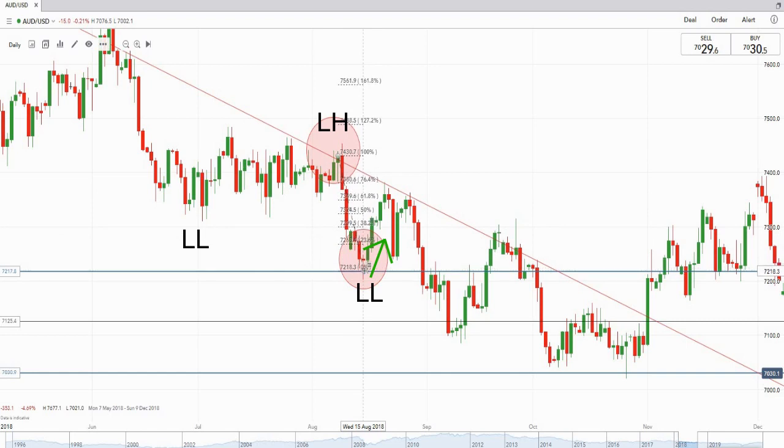We can see that the price stalled right around that 61.8% Fibonacci level, twice bouncing off this area to form a double top. Here we could have entered the trade short, and as you can see, price once again turned bearish.